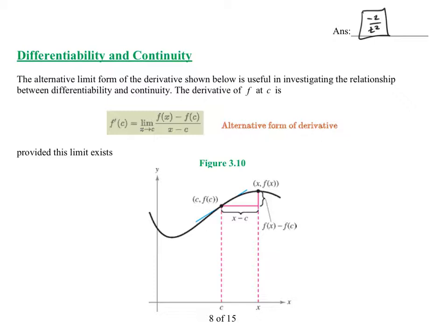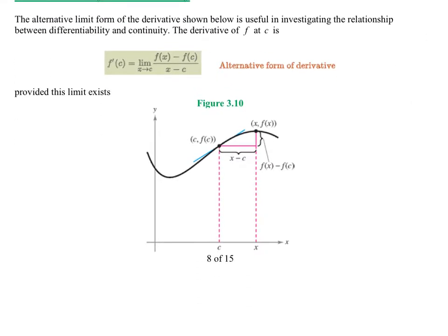Okay, so what are they doing here? They're just finding the slope between these 2 points, c, f of c and x, f of x. Notice it's y2 minus y1 over x2 minus x1, is all they're doing there. And then they're taking the limit as x approaches c. So they're having x approach c instead of c approach x. So it's just a different version of the derivative, the alternate form of the derivative.